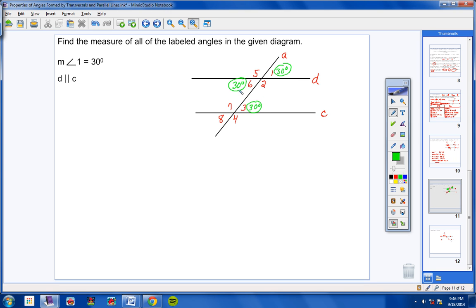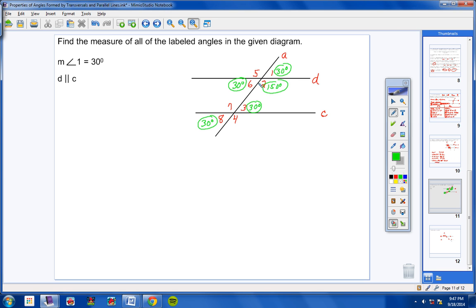Hey, I just thought of something. 6 and 8 are corresponding angles. So if 6 is 30 degrees, then 8 would be 30 degrees. Let's see what else we can do. Remember how the consecutive interior angles are supplementary? Notice that angles 2 and 3 are consecutive interior angles, so they're supplementary. So angle 2 has to be 150.